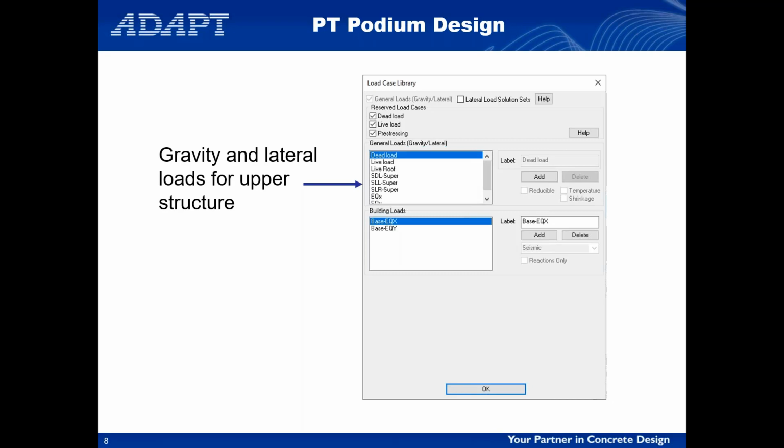We'll get to the loads that you see below, because to complete this process, we will at some stage come in and define what are called building loads. These are the explicit lateral loads as modeled and handled by ADAPT. But as far as the superstructure load goes, let's keep those as general loads.